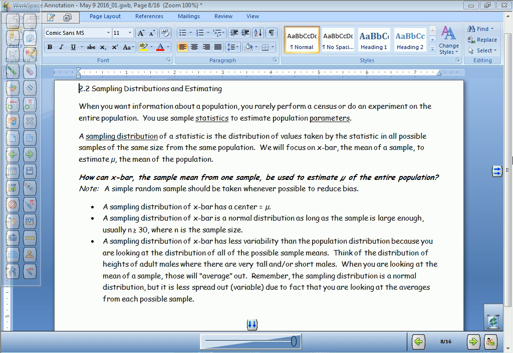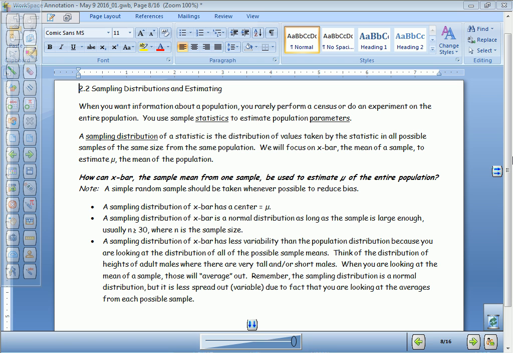So when we did it in class, we had sample sizes of 4. They weren't all the same. We did have some that were 3. But for our sake, if we considered them all to be the same, then we took the means of those samples. So what we're going to look at today is when we focus on X bar, which is the mean of the sample, we're going to use that to estimate the mean of the population.